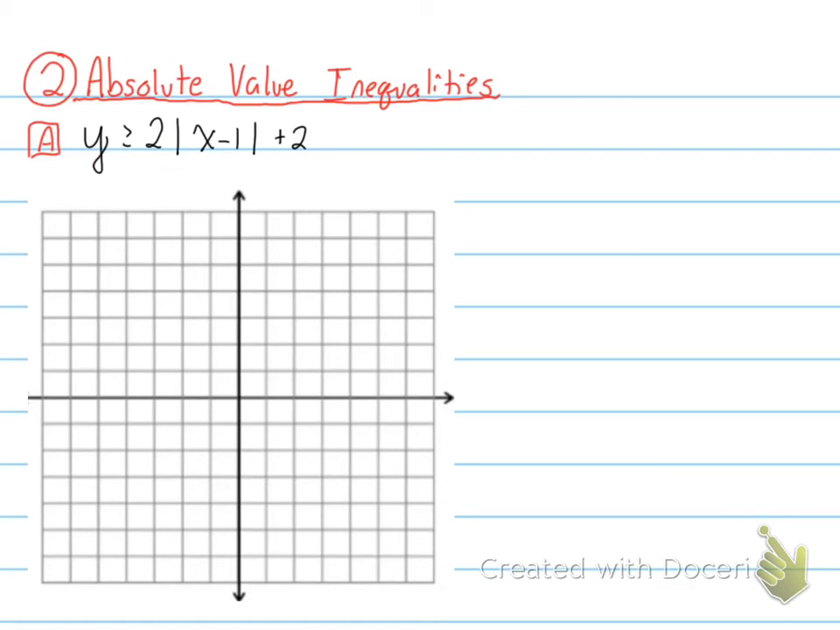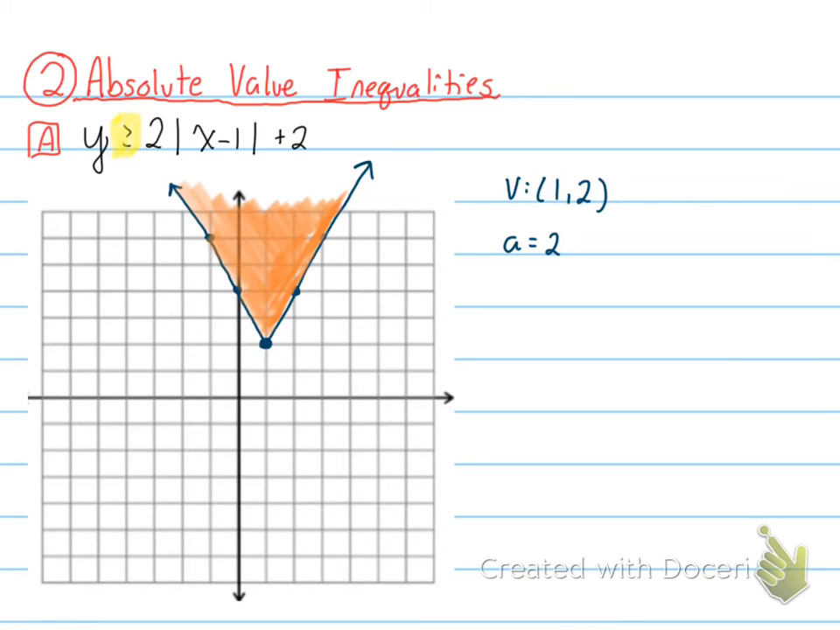So here, looking at my graph, my vertex is (1, 2), and my a value, or my slope, is going to be positive 2. So from that vertex on either side, I'm going to count up 2 over 1 to make my V shape. Next, I'm going to look at my inequality symbol. I see I have greater than or equal to, so I want to include that line, so it's going to be a solid V. From there, I want to shade above it, so I'm going to look at my vertex, look above it, and shade in there.